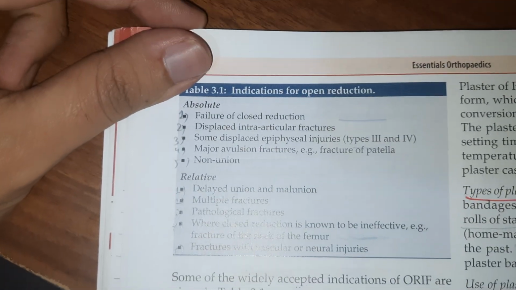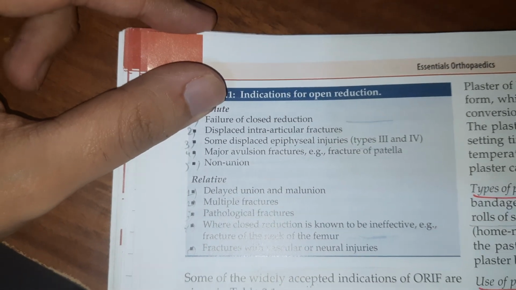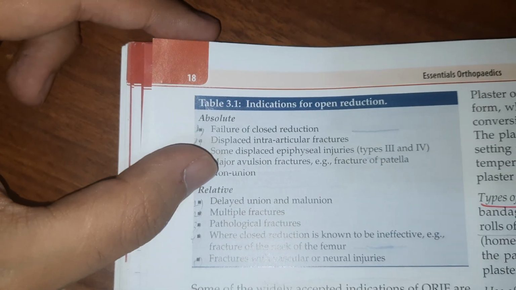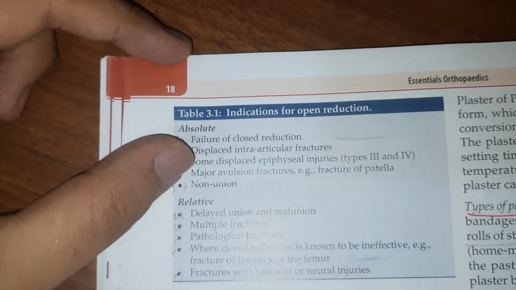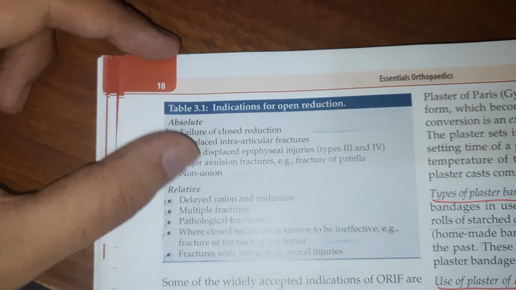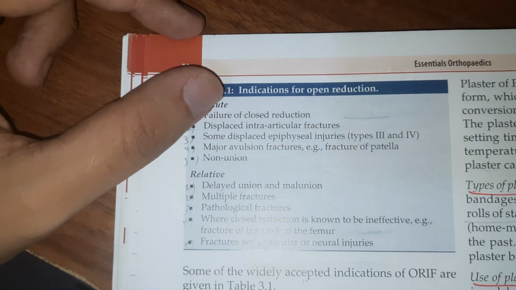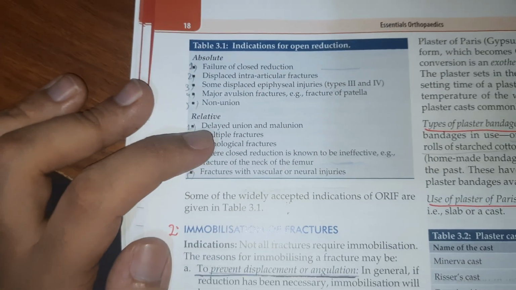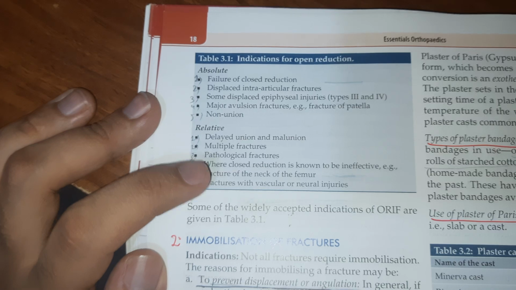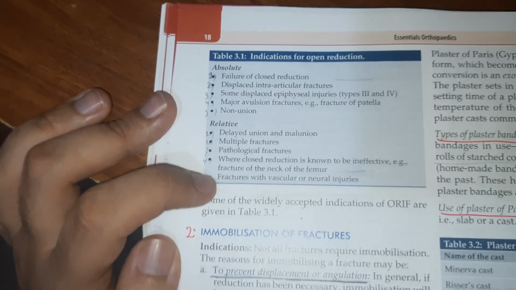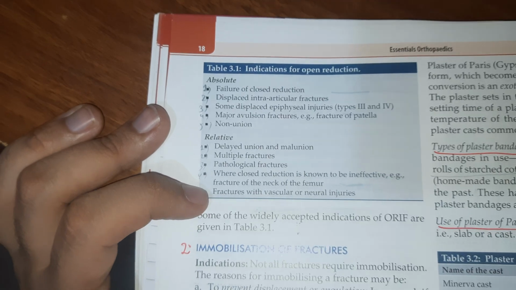The absolute indications are the failure of closed reduction, the displaced intra-articular fracture, some displaced epiphyseal injuries like type 3 and type 4 in the Salter-Harris classification, the major avulsion injury like fracture of patella, and non-union. These are the indications for open reduction. And some other relative indications are delayed union, malunion, multiple fracture, pathological fracture, where the closed reduction is known to be ineffective, like fracture of neck of femur, and the fracture with vascular and neural injury.